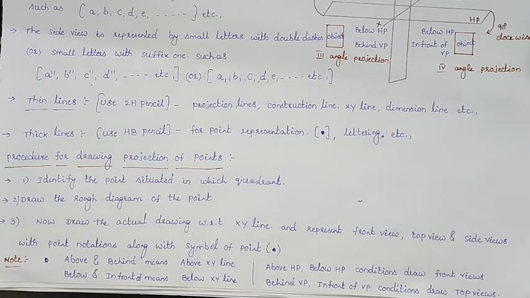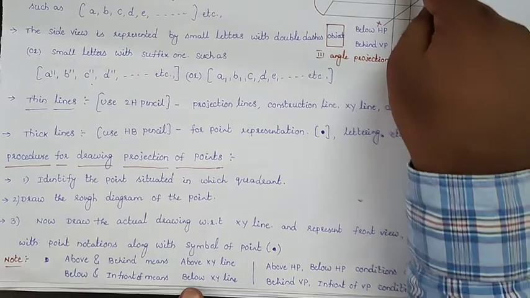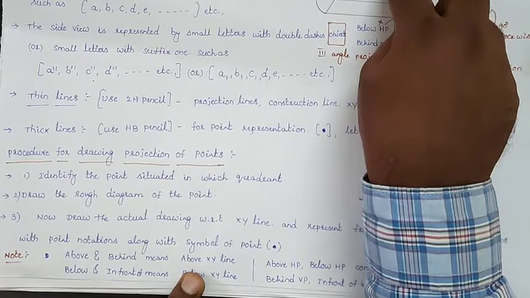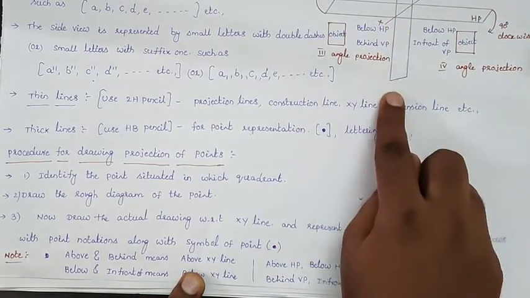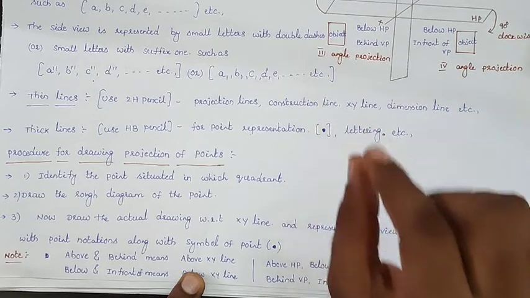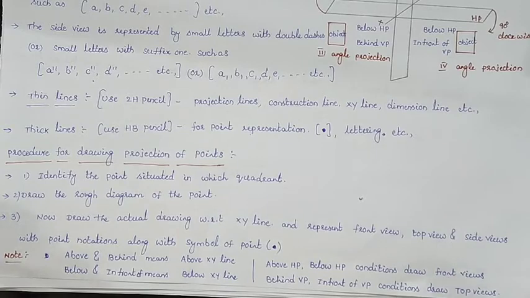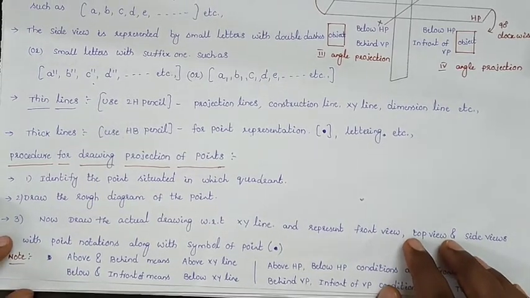Directly we will draw the actual diagram by drawing the XY line and represent the front view, top view and side view. So the rough diagram is very useful for understanding purpose. So we can draw the rough diagram of that quadrant. Suppose if it is in the first quadrant, we will draw a rough diagram of the first quadrant like that. Suppose if the object is in the second quadrant, we will draw the rough diagram in this manner. And if the object is in the third quadrant, we will draw the rough diagram and we will find out the front view, top view and side view. Okay, like that. So this is the procedure for drawing the projection of points.